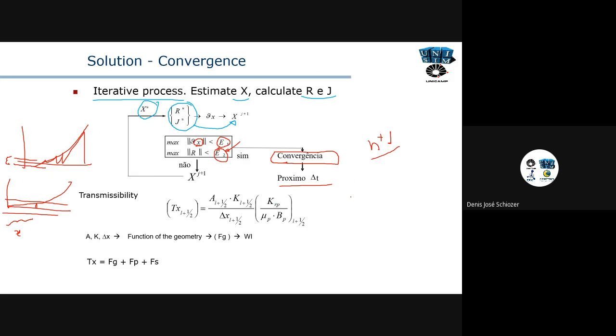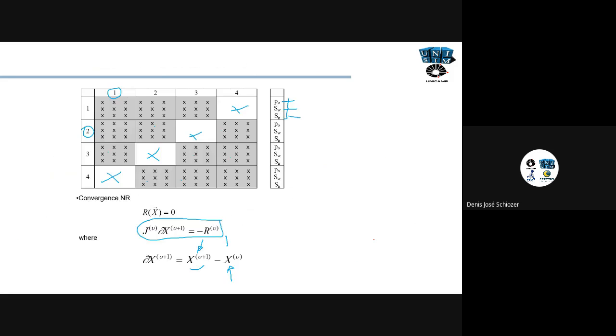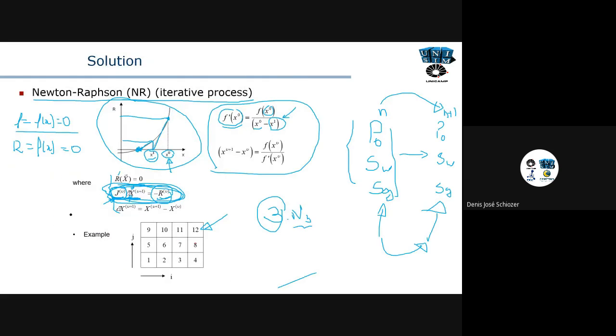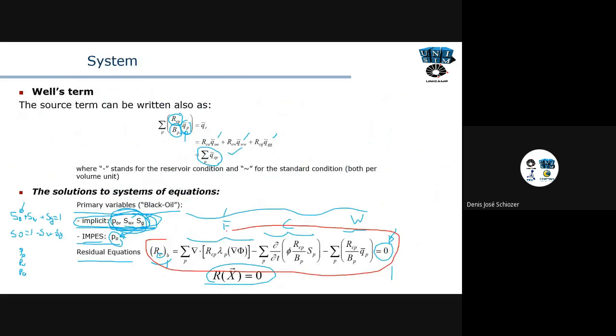So if, for example, n time equals 0, and my time step, for example, is 30 days. Initially my n is 0, and my n+1 is 30 days. Then I go iteration by iteration until I converge to the right solution at the end of the time step. That means that in 30 days, my solution is satisfied, or all the equations here are satisfied, all the residuals are going to 0.